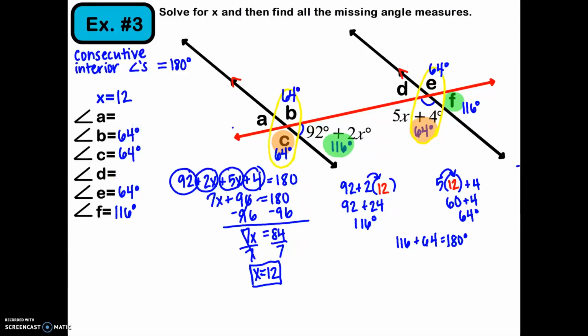Other pair here of vertical angles. Opposite of this 116 is angle A. So angle A must also be 116 degrees because vertical angles are congruent. Opposite of F is angle D. Those are also vertical angles, so angle D is 116 degrees. And there we go. We found all the angles once again, using corresponding angles, consecutive interior angles, and vertical angles.